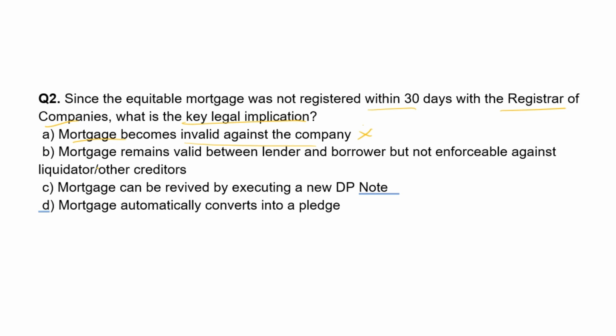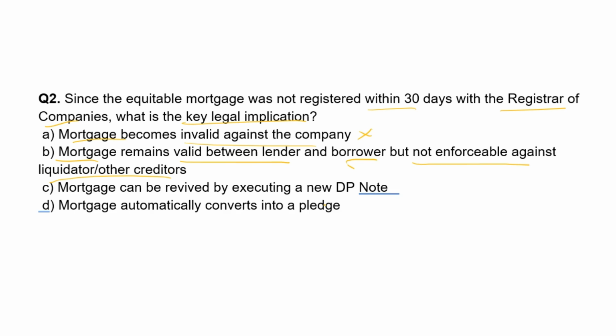Let's look at option B. Mortgage remains valid between lender and borrower, but not enforceable against liquidator and other creditors. Yes, this is exactly what we're saying. As per the Companies Act, when it is not registered, it will be valid between lender and borrower. The mortgage will be valid between the company and the bank, but for enforcing against some other third party, liquidator or other banks, it will not have priority in case of liquidation, or if some other bank is claiming right to the property, it will not have a claim if it is not registered with ROC. So it will just be like an unsecured lender.